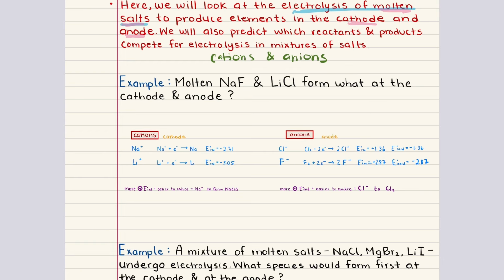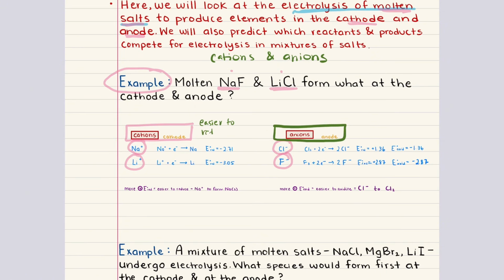Let's work through a couple of examples. This first one we have sodium fluoride and lithium chloride. If we melt sodium fluoride and lithium chloride, the ions present are going to be sodium plus, lithium plus, fluoride minus, and chloride minus. At the cathode, the question is which cation is easier to reduce, and at the anode, the question is which anion is easier to oxidize.